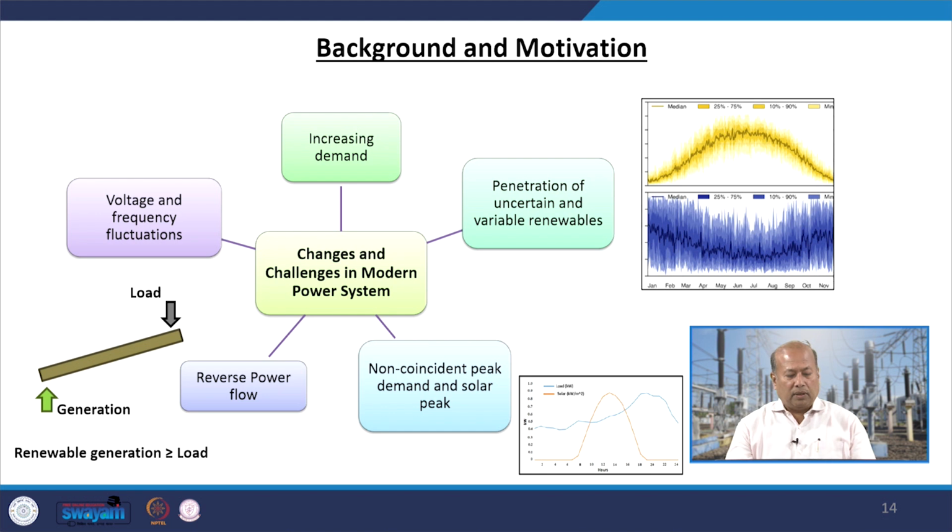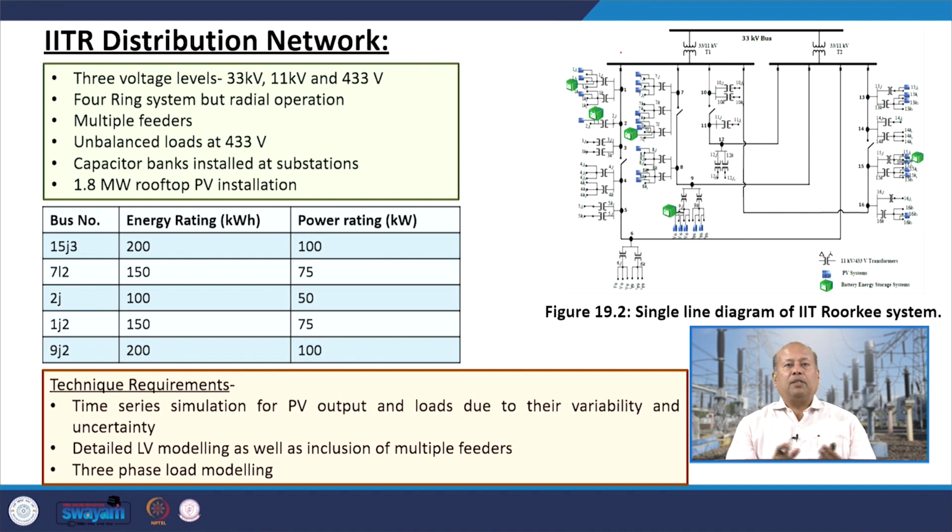Now, what is the background and motivation? Like changes and challenges in the modern power system, as you could see, due to increased demand, penetration of uncertain and variable renewables, voltage and frequency fluctuations, then reverse power flow, and finally non-coincident peak demand and solar peak. Now, let us focus on an IIT Roorkee distribution system where we do have DERs integrated, storage integrated, and then we'll try to carry out the load flow solution using OpenDSS and MATLAB together.